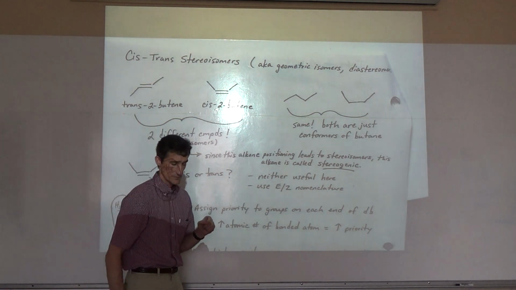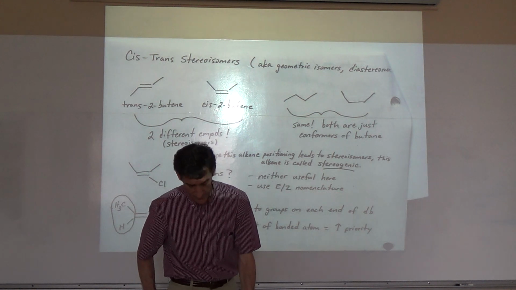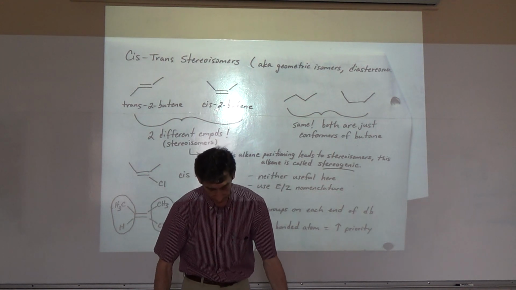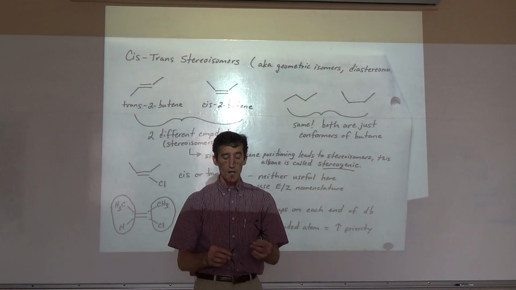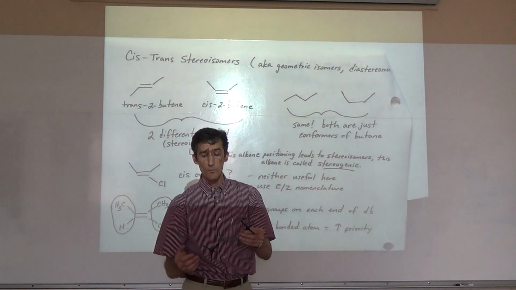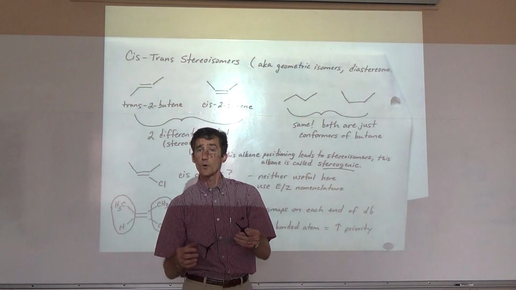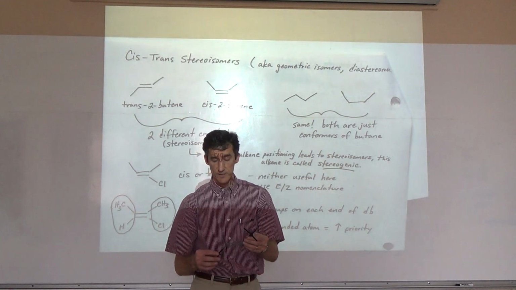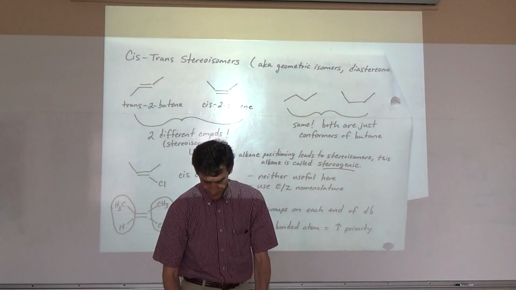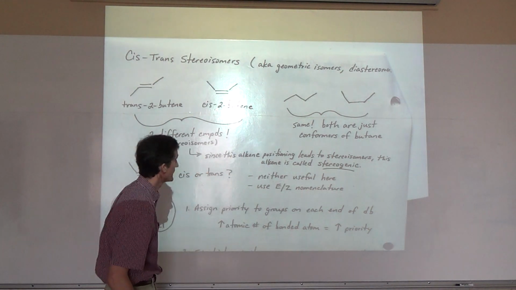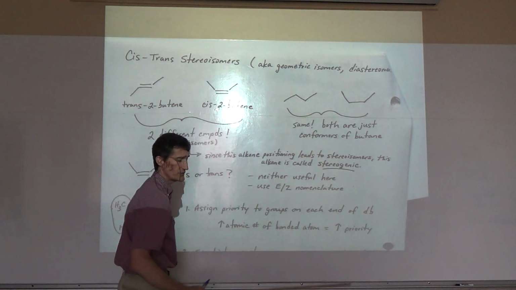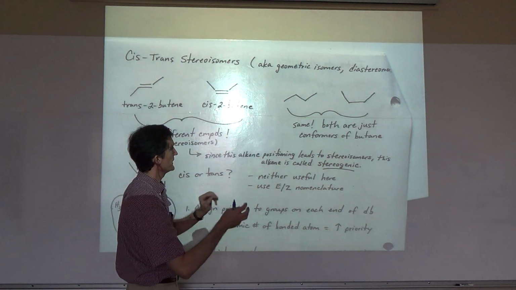Cis-trans stereoisomers. Because they're different compounds, they're going to have different physical properties, such as different molecular dipole moment, different boiling point, different melting point, etc., etc. Different densities. Two different compounds. Where this over here again is just the same compound, just with different conformations.